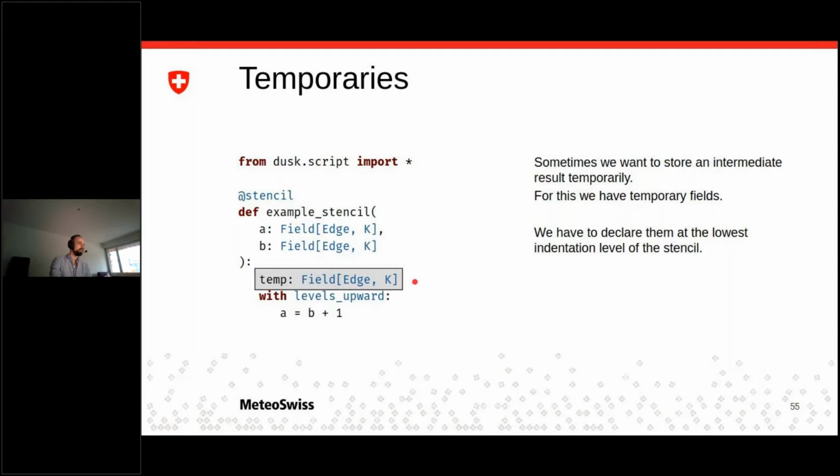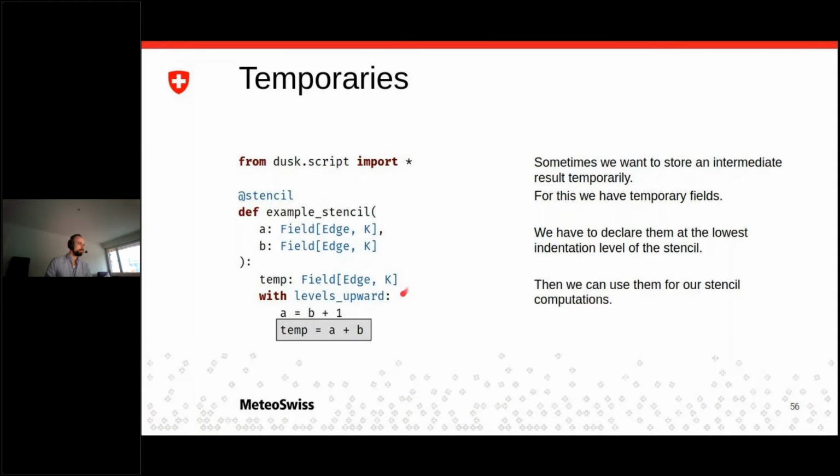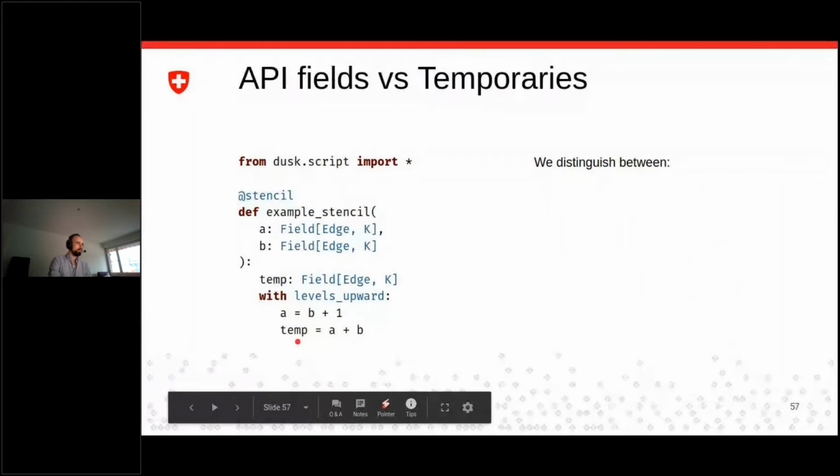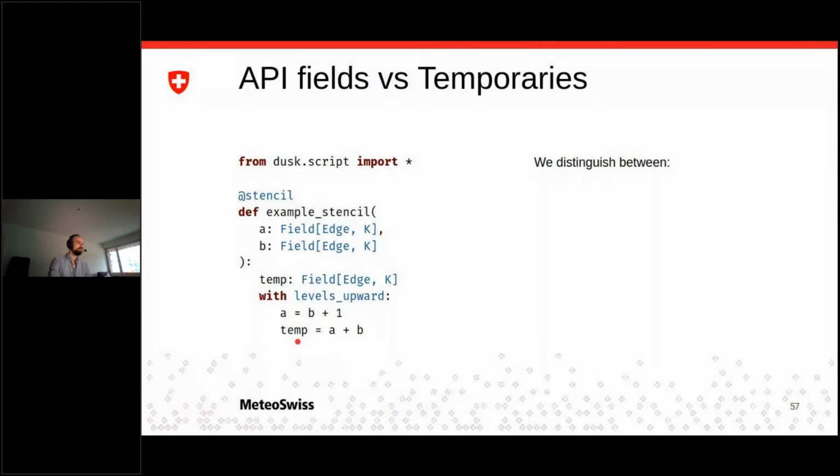And once we have introduced this, we can, for example, compute a value and then store it temporarily into this temporary field, and then we can reuse this. This allows us to hopefully write more readable code. This is a very simple mechanism, but there's some importance to this, and we want to highlight this real quick.